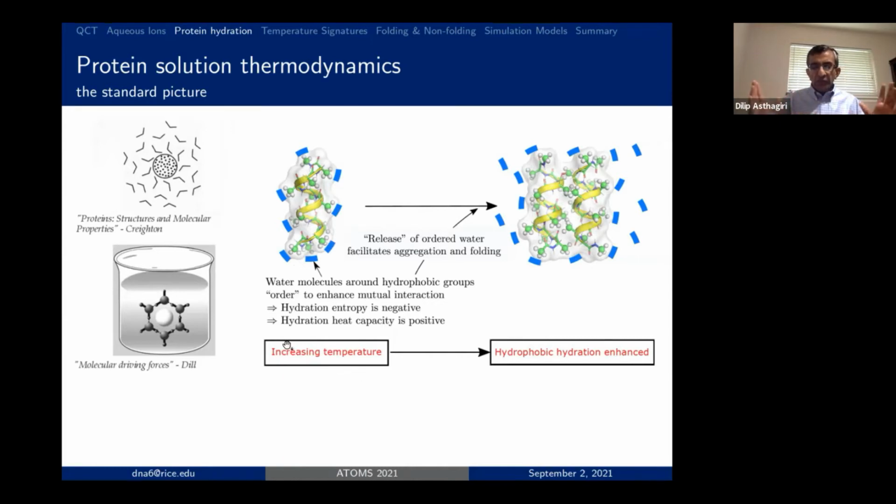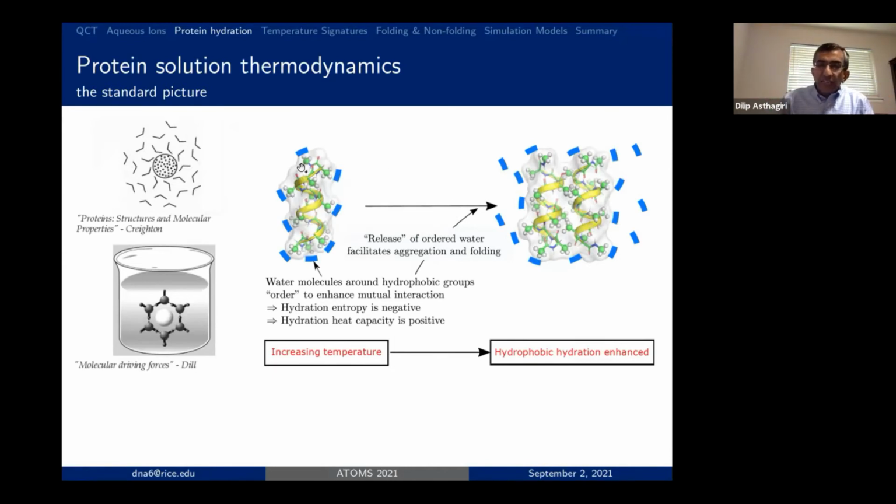the assumption of ordered water molecules is interpreted to mean that the hydration entropy is negative, and when the system is heated up, these ordered water molecules are assumed to be released. And so the heat capacity is assumed to be positive. And these processes are then assumed to be driven in the direction of increasing temperature. So the assumption is, as I increase temperature, hydrophobic hydration is enhanced.